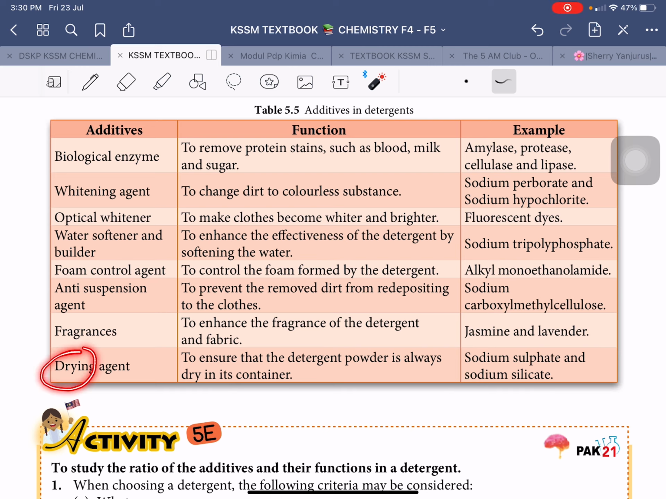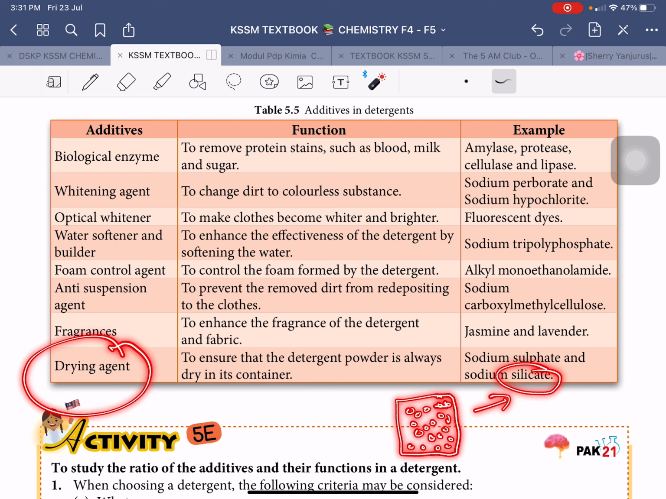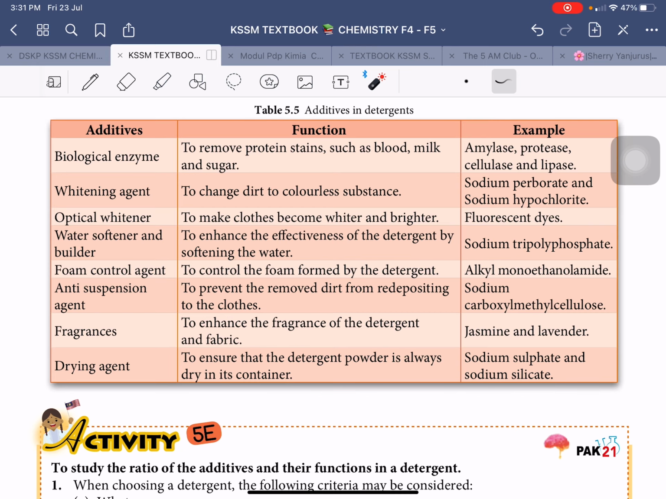Okay, next, drying agent. To ensure that detergent powder is always dry in its container. Kalau tidak, nanti dia jadi lembab. Bila sudah lembab, dia akan berketul, kan? So to prevent that, we need to use drying agent. Contoh, sodium sulfate and sodium silicate. Actually, this silicate kan you can find dalam kamu punya handbag kah atau kasut kah, yang biji-biji itu silica gel. Those silica gel sebenarnya adalah untuk mengelakkan kelembapan. Okay, mengurangkan kelembapan. So dalam detergent pun ada juga drying agent, the silica. Okay, sodium silicate.